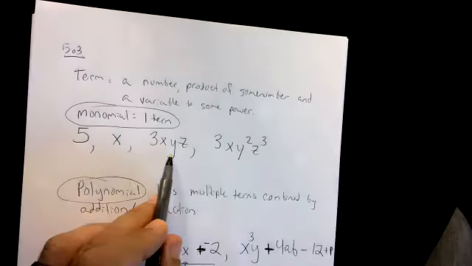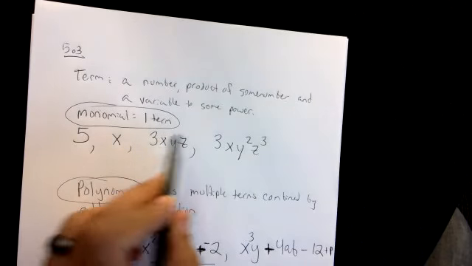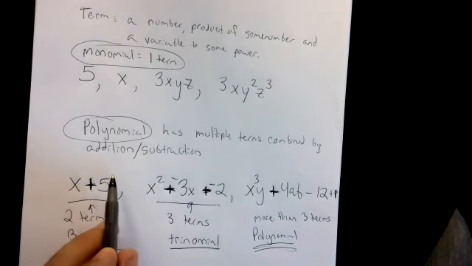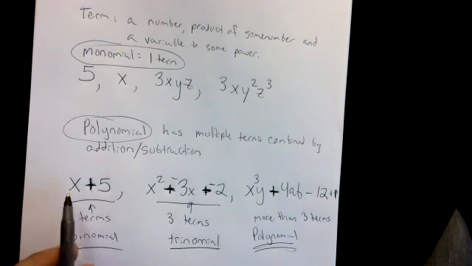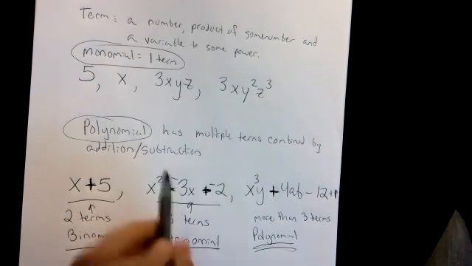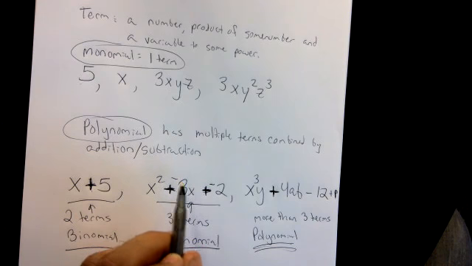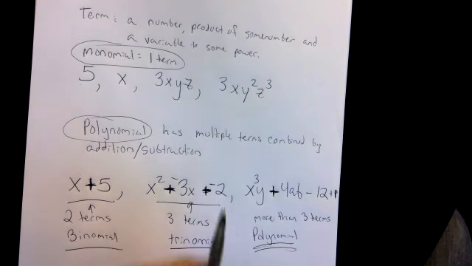So it's not about the number of variables you have. Like these are all 1 term because there's no addition in here. The addition is what separates your term. So this is a term of x and a term of 5. So if you have 2 terms, that's a binomial. This is a term of x squared, a term of negative 3x, a term of negative 2. So this makes it a trinomial.